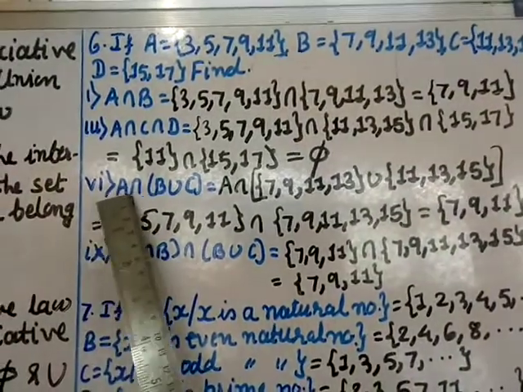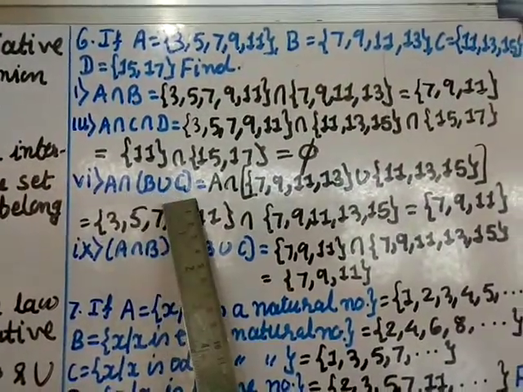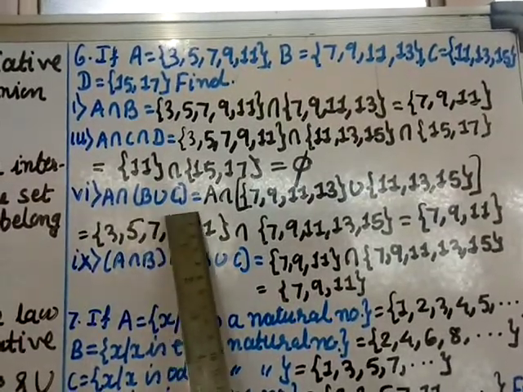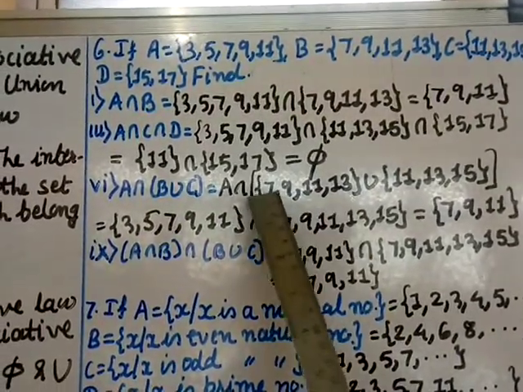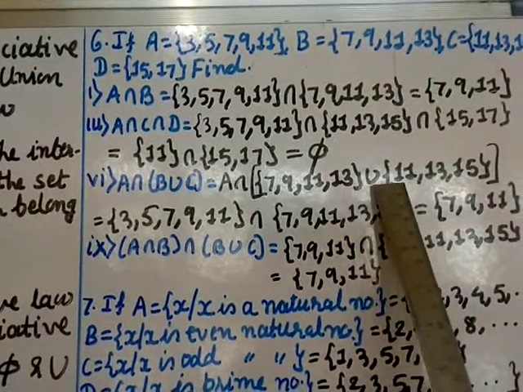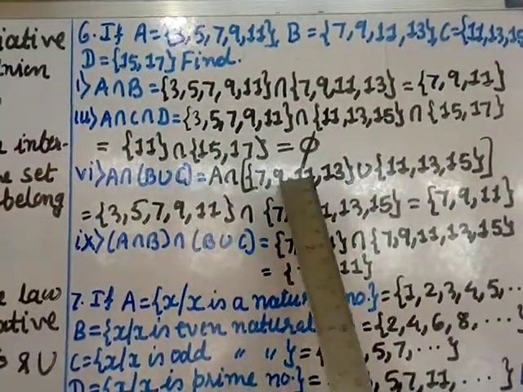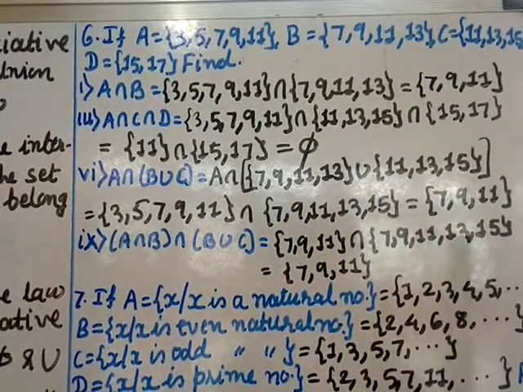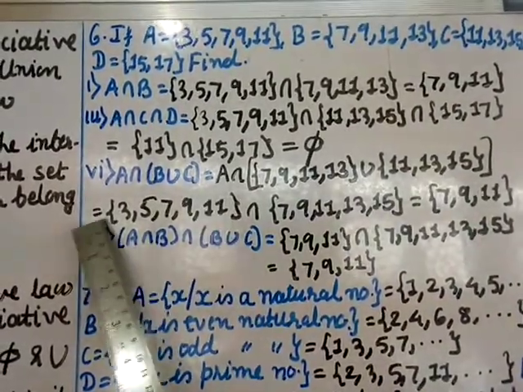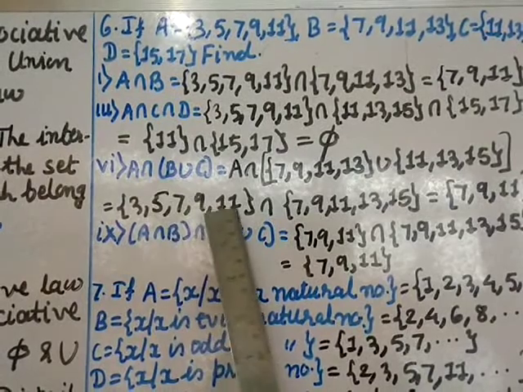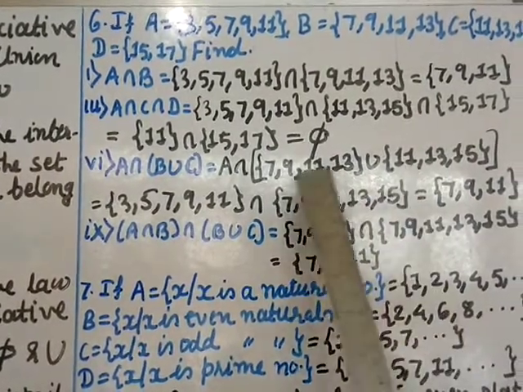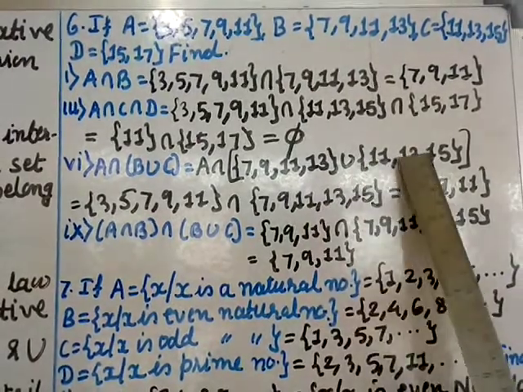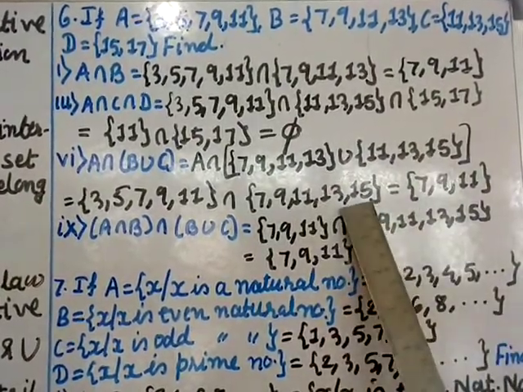Roman number 6, A intersection B union C. So A I am writing as it is, intersection. First I will find B union C. So set B I have written 7, 9, 11, 13, union 11, 13, 15, this is set C. Union means all the elements of this set and that set, included once. So A I am writing once again here, 3, 5, 7, 9, 11, and this union will be 7, 9, 11, 13. From here 11, 13 has come, so no repeating, and 15.